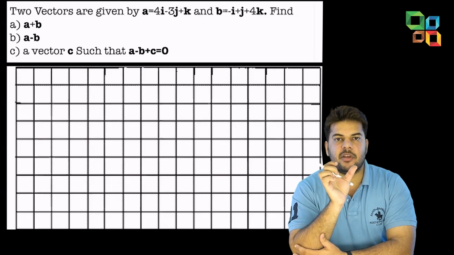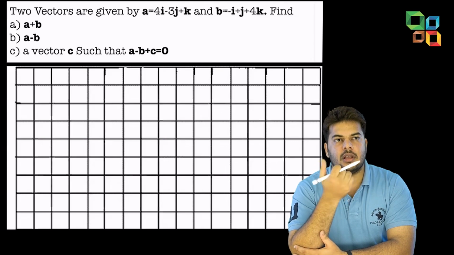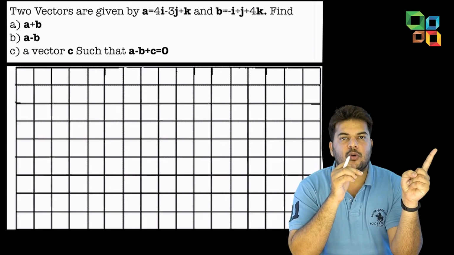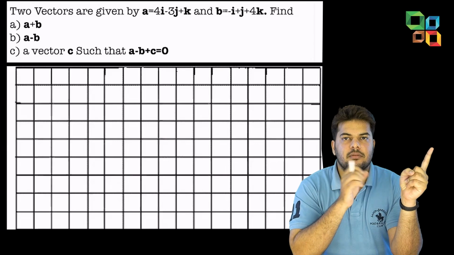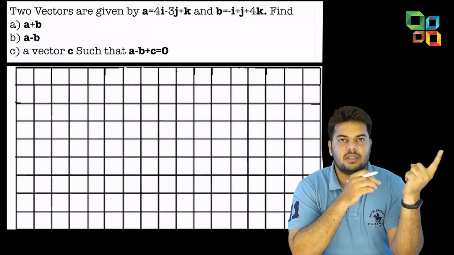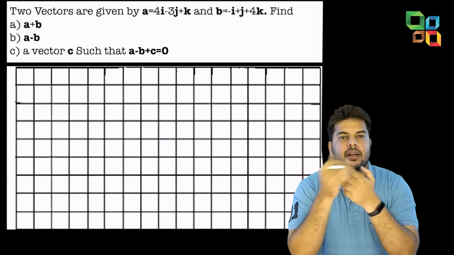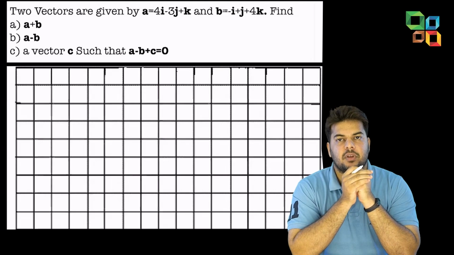4i minus 3j would be a vector. It's got a length and a direction. And if k is just a constant, it's like adding the number 2 to this arrow. Can you do that? Can you add numbers to arrows? No. Vector basically means arrows, isn't it? So vectors can be added to vectors, right? Whatever that k is, it should be a vector as well.